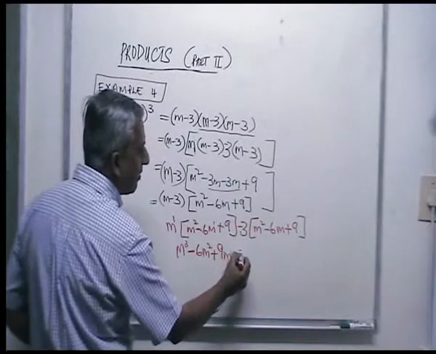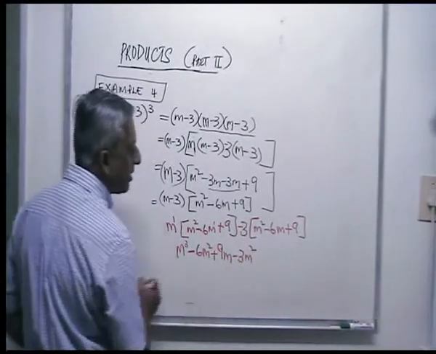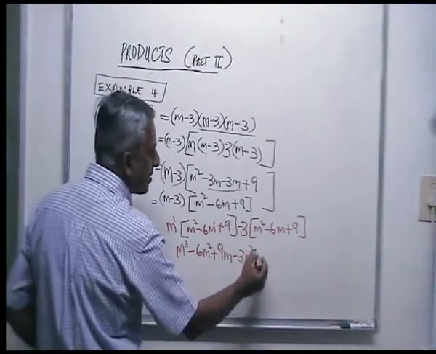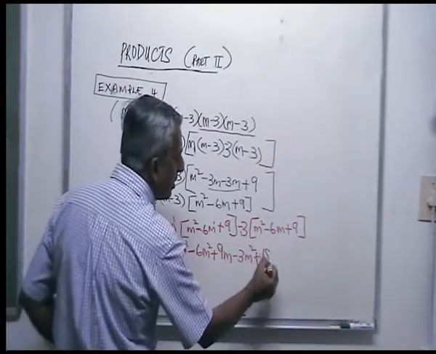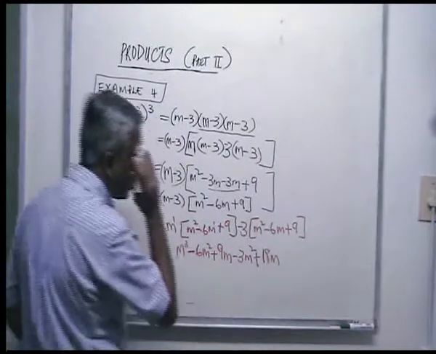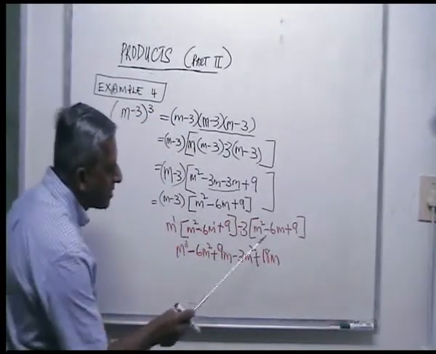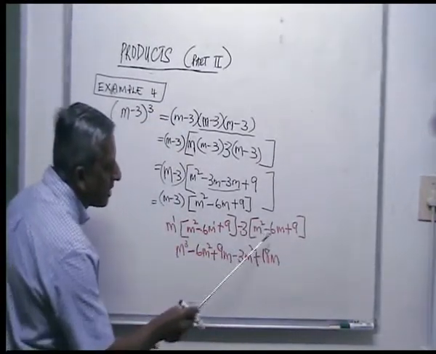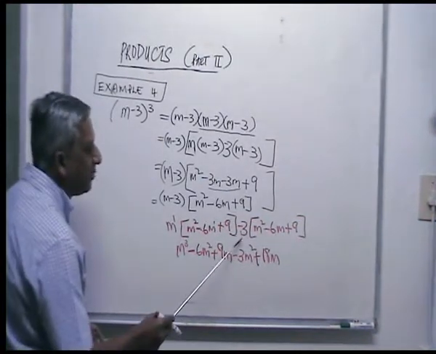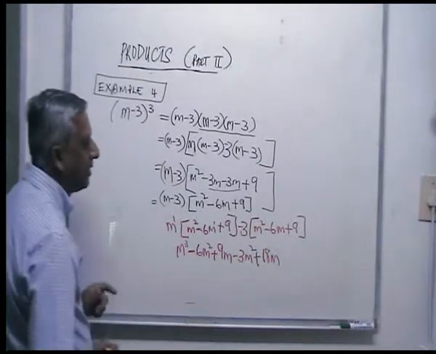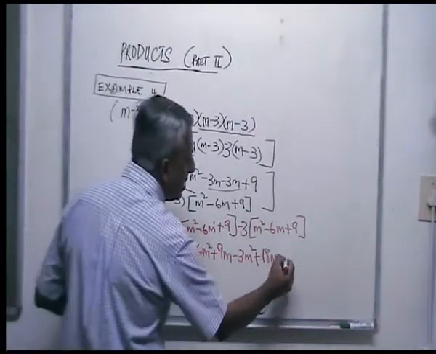Then minus 3 times that will give you minus 3m squared. Minus times minus will give you plus. 3 times 6 will give you 18m. Right? You see? Minus times minus gives you plus. 3 times 6m gives you 18m. And finally, minus 3 times plus 9 is minus 27.